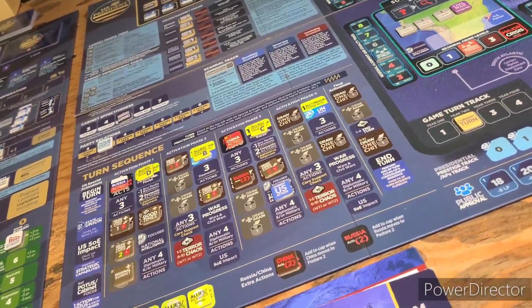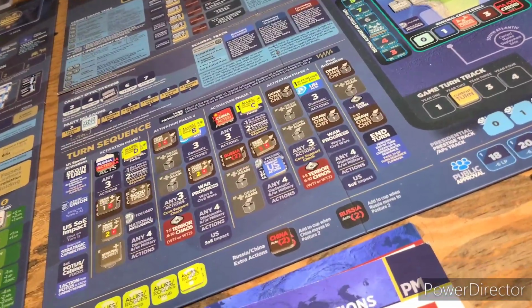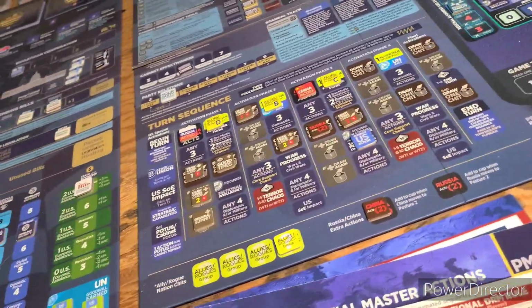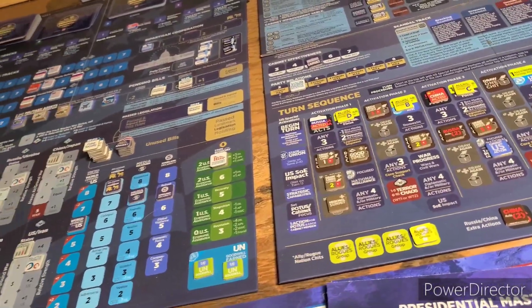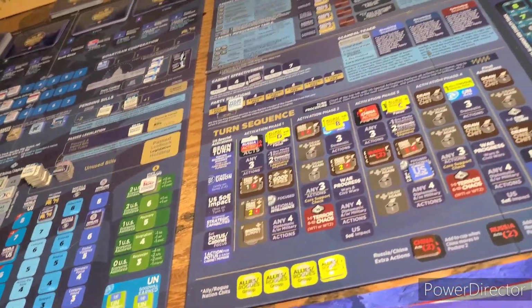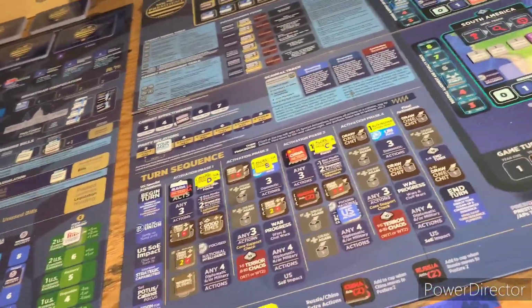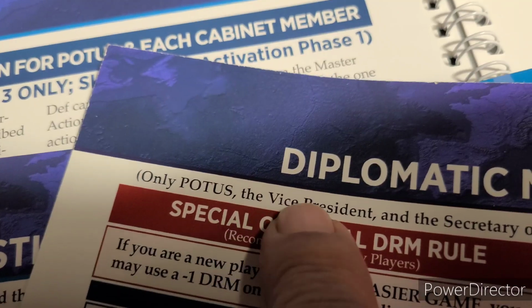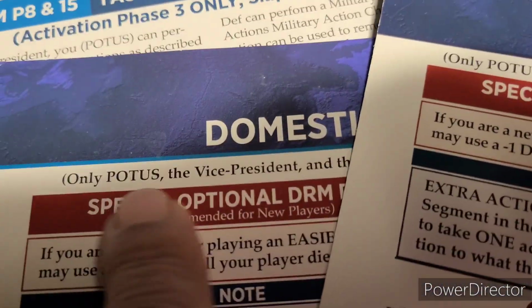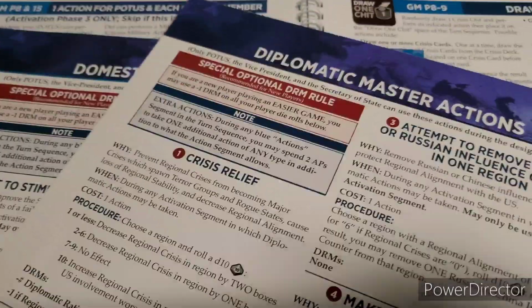Next, we'll go for Vice President. And he can do any of these. Secretary of Defense and Vice President. Okay, the VP can do any of these 2. You can see here, only POTUS and Vice President. Be right back.